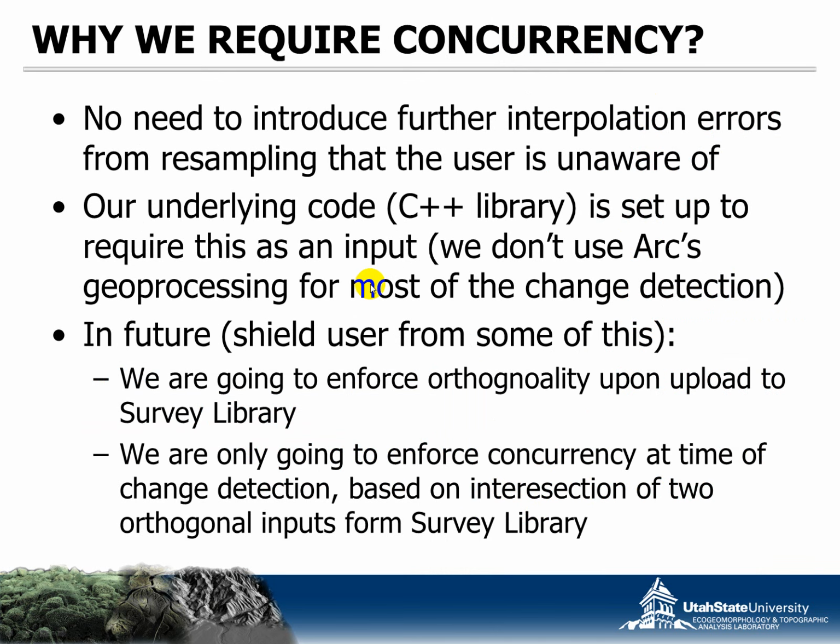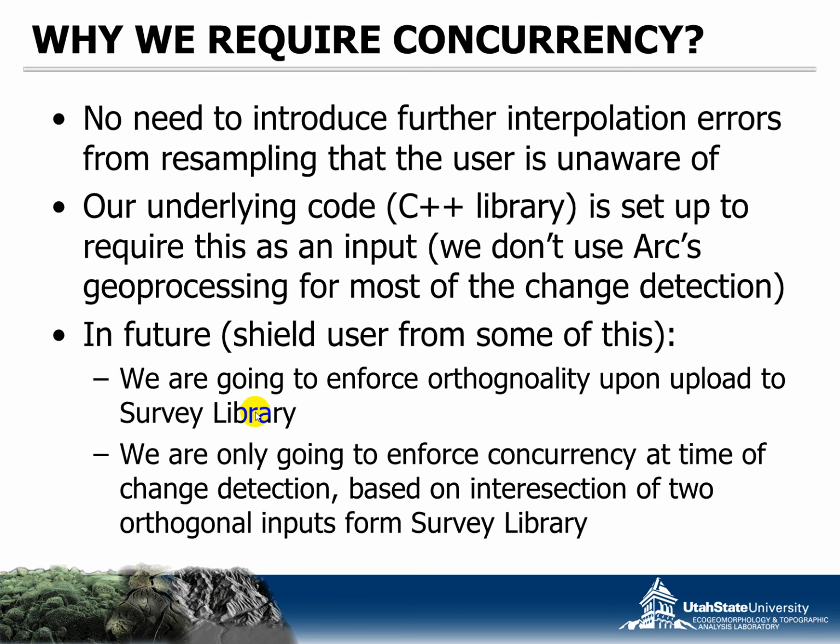So the reason we do this is we don't want to get, like I said, those further interpolation errors from resampling, often that the user is unaware of. Another reason is the underlying code that we use is set up, and it assumes that the rasters are concurrent. So we don't do anything fancy in terms of resampling because we don't want to. We don't use ARC's geoprocessing in the background, which often does a lot of this for us and gets us in trouble. In the future versions, we're going to, well, sort of pull an Esri and shield the user a little bit from some of this, but not entirely.